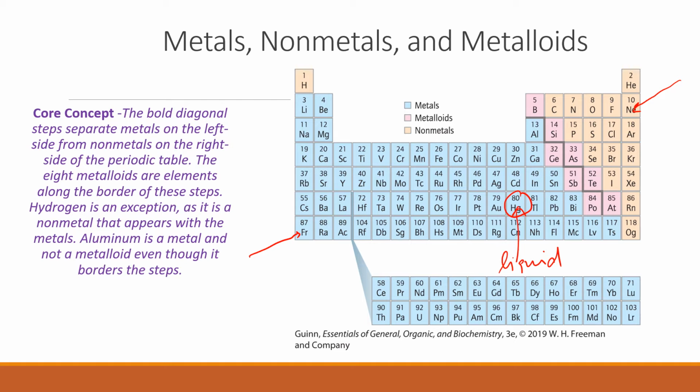Metalloids, on the other hand, their properties are somewhere in the middle of metals and non-metals. For example, silicon. Silicon is shiny, but at the same time, it does not conduct heat. It does conduct electricity a little bit. It doesn't conduct a lot like metals, but it's not an insulator like non-metals. So the point is that metalloids have properties in the middle of metals and non-metals.